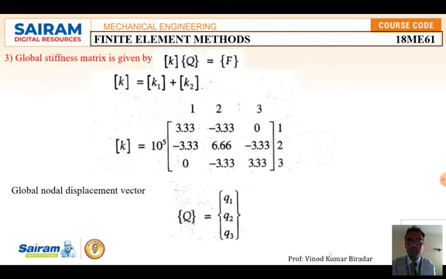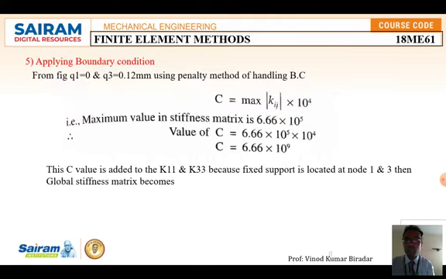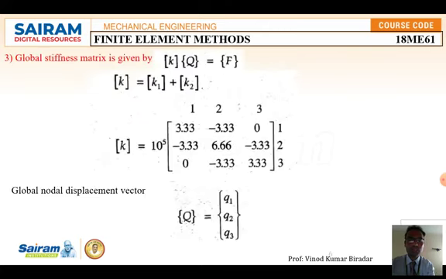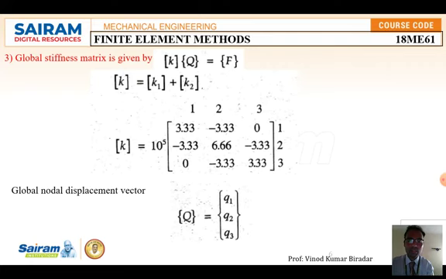After calculating the equilibrium conditions, check which method they are asking, whether the elimination method or the penalty method. The elimination method means the same procedure, where we delete the respective row and column of the fixed node, but here they are asking for the penalty method. Step number 1: the equilibrium equation for the entire body is given by KQ equal to F. So substitute all the values here, K values, Q values and F values. From the figure, Q1 is fixed, so Q1 is equal to 0, and Q3 is equal to 0.12, as given in the problem.